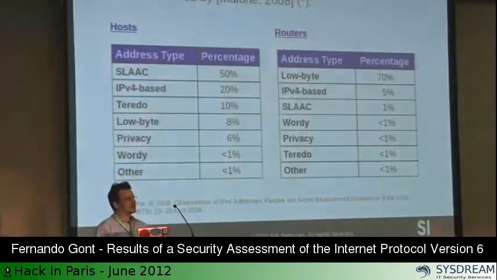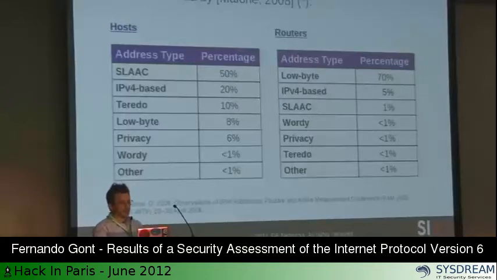So these are the results that David Malone got in his paper. The paper is publicly available online, so that's why I'm providing the reference here. It's an interesting one. He measured IPv6 address generation for both hosts and routers. In the case of hosts, these are the numbers that he got. 50% of addresses include the MAC address of the corresponding network interface. Then you have 20% of addresses that are IPv4-based, so in the interface ID you have an IPv4 address encoded. You have 10% of Teredo addresses, 8% of low-byte addresses, and the percentage of the rest of the categories is very, very small.